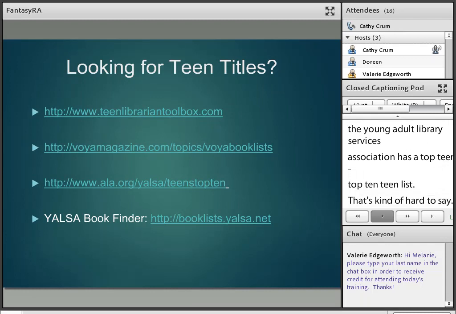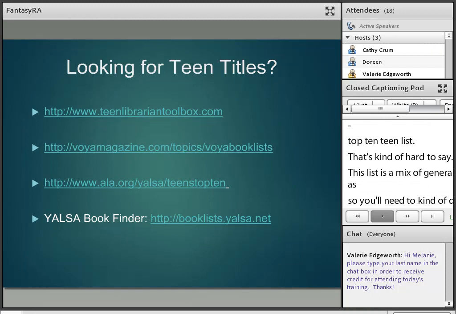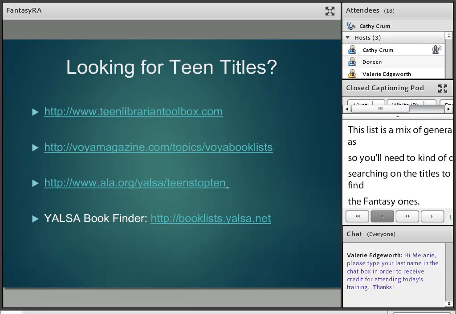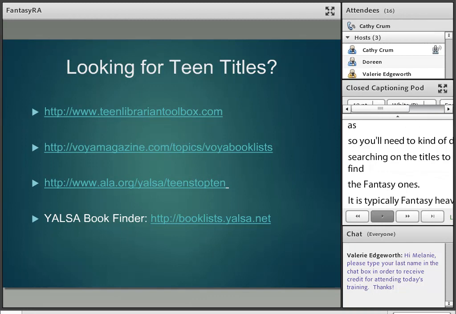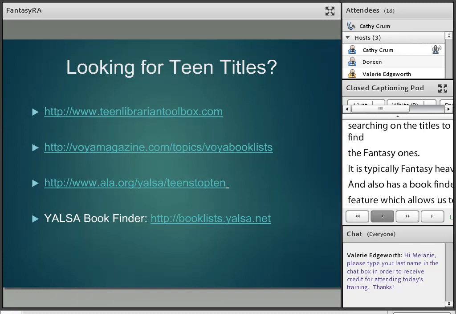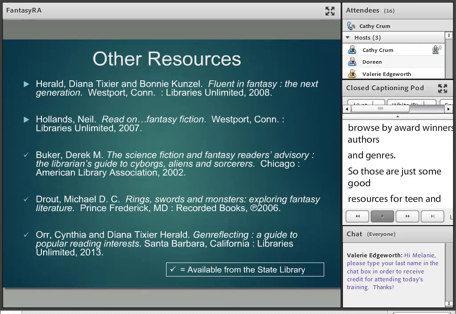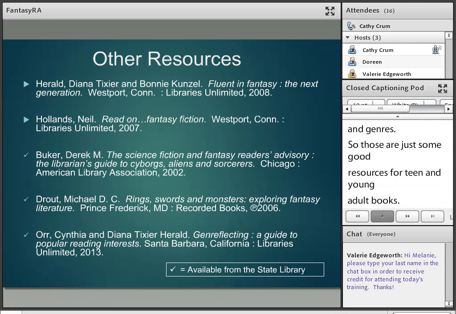All right, if you're looking for young adult or teen titles, here are some suggested sites provided by our young adult services consultant, Krista King Oaks. The Teen Librarian Toolbox and Voya magazines have some book lists. And the Young Adult Library Services Association, or YALSA, has a top 10 teen list. That's kind of hard to say.